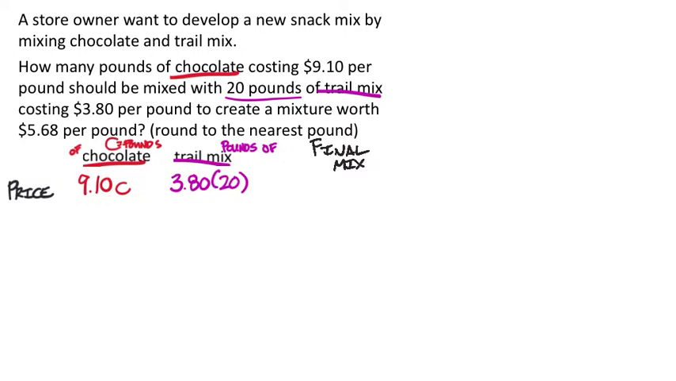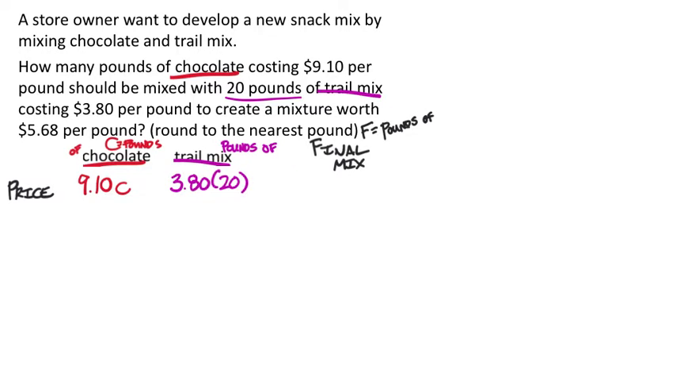Now the final mix, the pounds of final mix, I guess I probably shouldn't use F, but that's okay. F is the pounds of the final mix, okay? All right, now do we know how many pounds that is? No, that's why I have to use a variable for it.